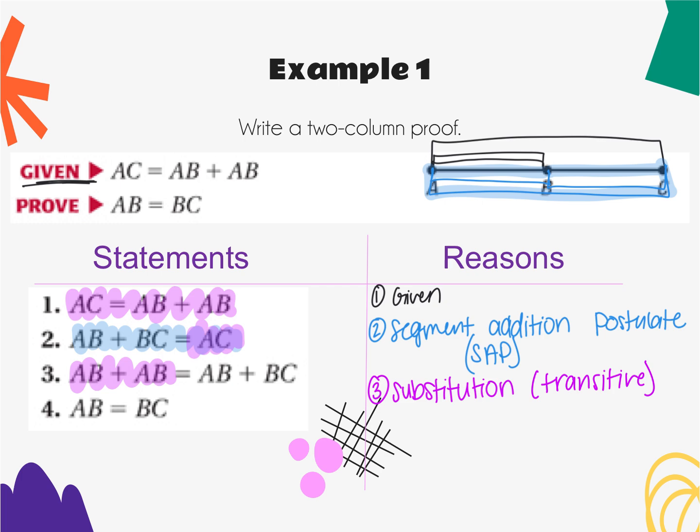Okay, you're getting rid of that overlap. But if you put substitution, that is fine. Okay, you're substituting your AC. How do I know I'm substituting it? Because it told me AC is equal to AB plus AB. So I'm just substituting it for AC.